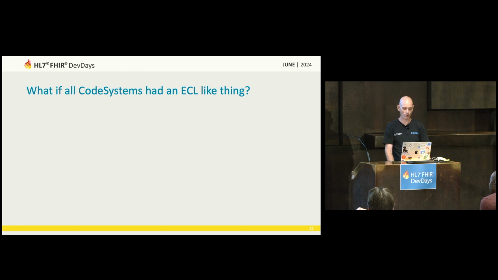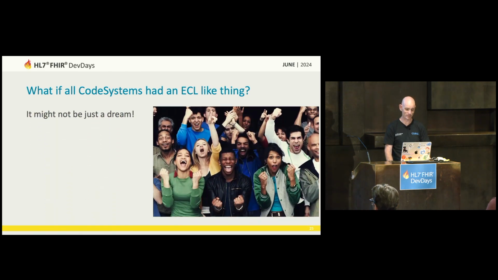So what if all code systems could have a thing like ECL? It's great for SNOMED. I use it all of the time with SNOMED. It's really, really powerful and awesome. But we don't have that for other code systems, so we have to create these explicit value sets and expand them and update them, and post them, and it's really annoying. So it might not just be a dream for me.